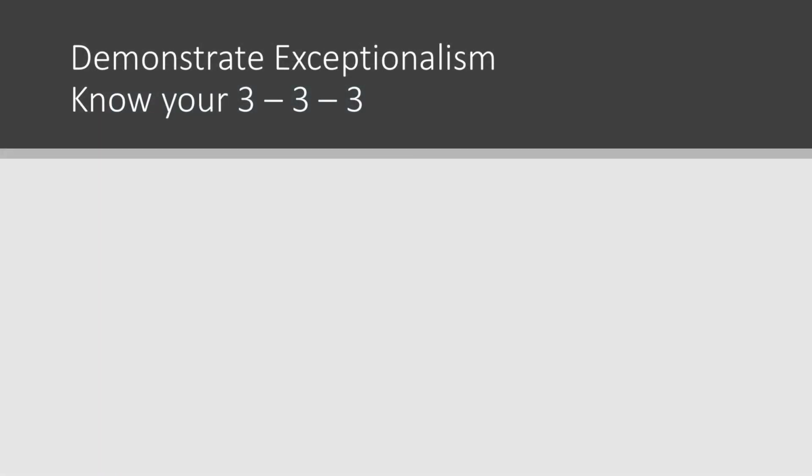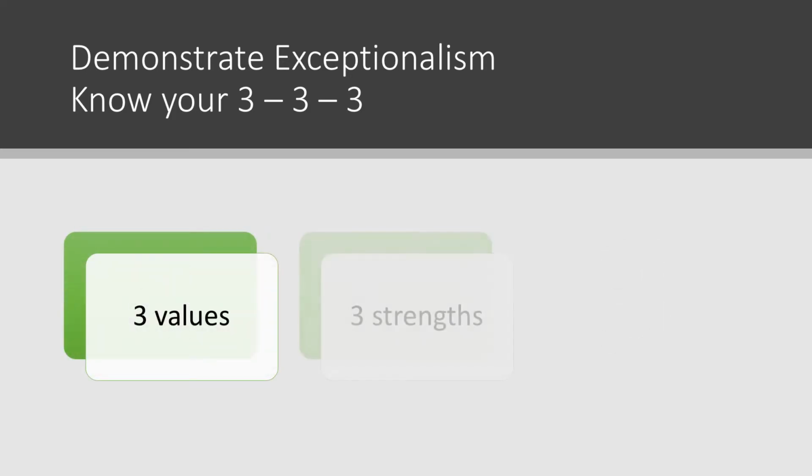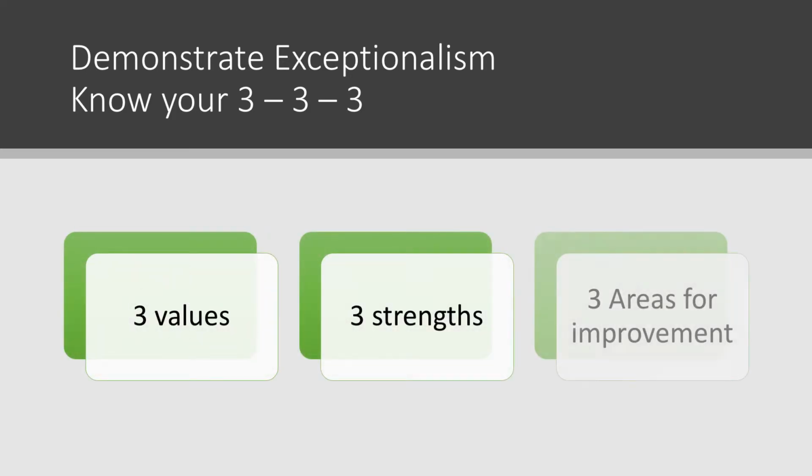exceptionalism. Know your 333. When I say know your 333, what I mean is know your 3 values, your 3 strengths, and your 3 areas for improvement. And I don't mean create a list of them. We've done that already. What we mean here is have a STAR structured response using your 3 values, 3 strengths, and 3 areas for improvement ready to go.